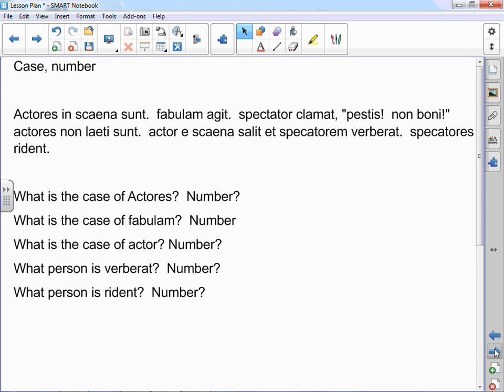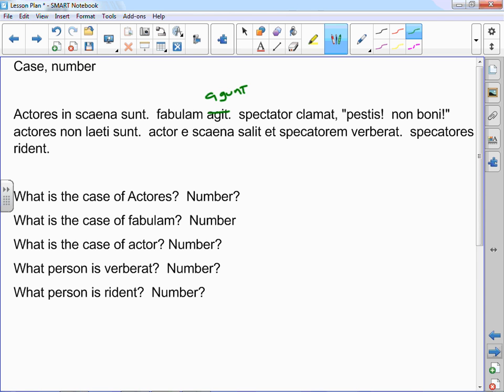Okay, so I start off with actores in scena sunt. The actors are on the stage. Fabulam agit, they are performing a play, or an actor performs a play. I really should have used agunt, my bad, because there are more than one actor. Spectator shouts, "Pest! You are not good." Actors are not happy. An actor, a singular actor, jumps from the stage and beats the spectator.